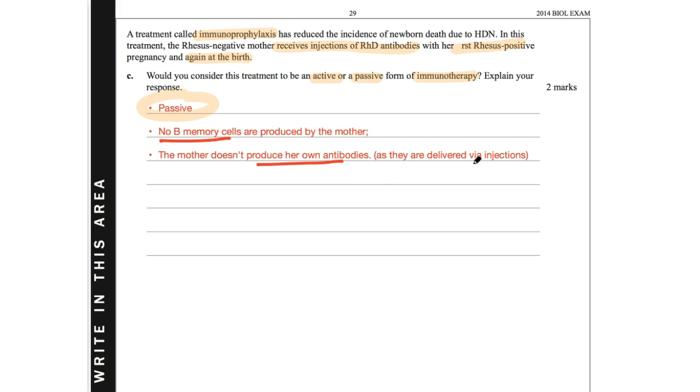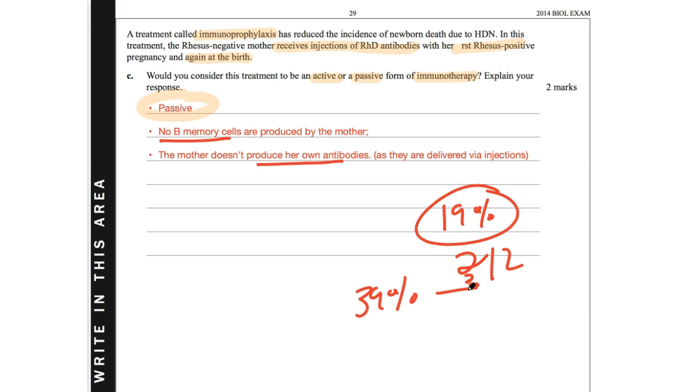And so when we really boil that down, it's no wonder that 19% of the state only got 2 out of 2 marks, and that left 39% that got 0. The reason I think that is that people would have got caught up in the detail and most definitely made contradictory statements within these lines. Remember, ask yourself, is it passive or active? Then, once you've decided it was passive, ask yourself, why is it passive? It's passive because there are no B memory cells produced, and thereby she doesn't produce her own antibodies, and that leads to a passive form of immunotherapy.